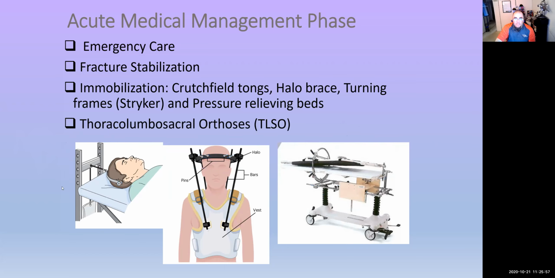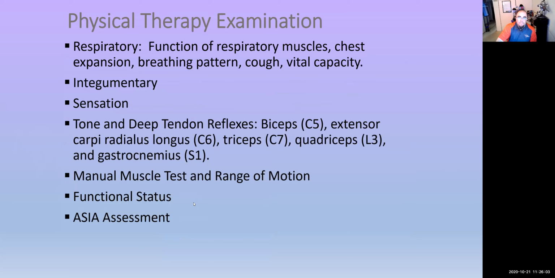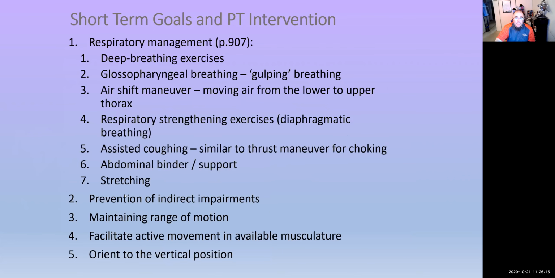TLSOs, thoracic lumbar orthoses, right? Those are the spinal braces you see a lot of patients that have had surgery in the spine have, right? With PT, we're going to examine their respiratory function, their skin, their sensation, their DTRs, do manual muscle testing, range of motion, do an ASIA assessment, and talk about their functional status. The PT is going to come in and do that.